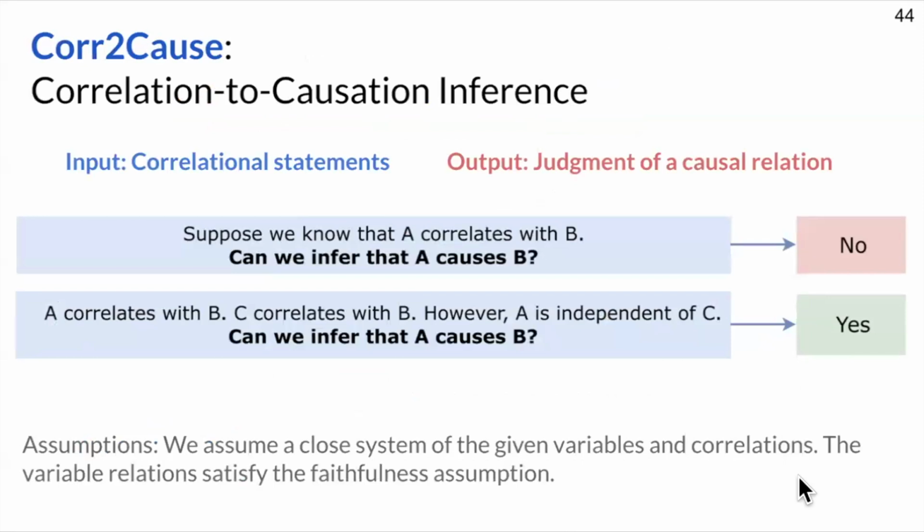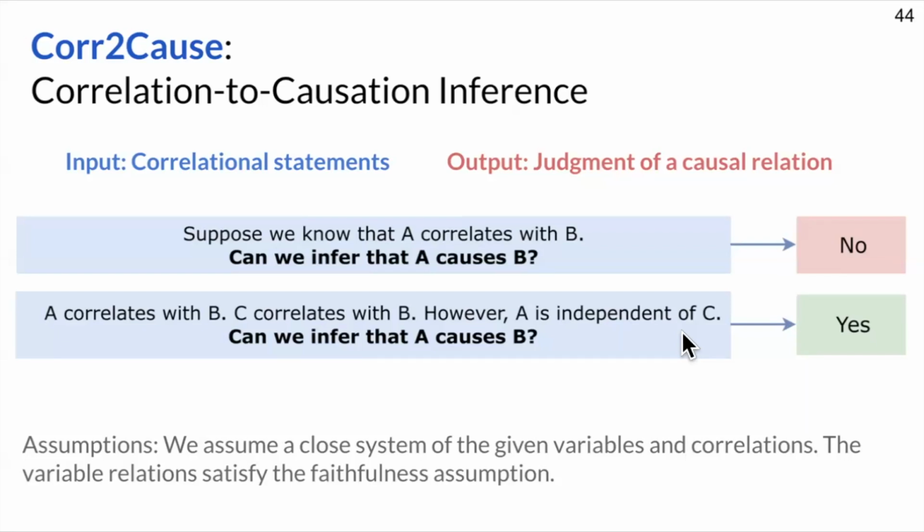So what we do here is that we put this task to large language models. Basically, the format that we wanted to perform well is we give it a bunch of correlational statements, which is similar to what we read in articles, which is similar to what we can see from statistical testing on our CSV data and so on. Then we look at the output of the judgment of a causal relation. Such an example can be: if we know A correlates with B, can we infer that A causes B? The answer is no, not necessarily.